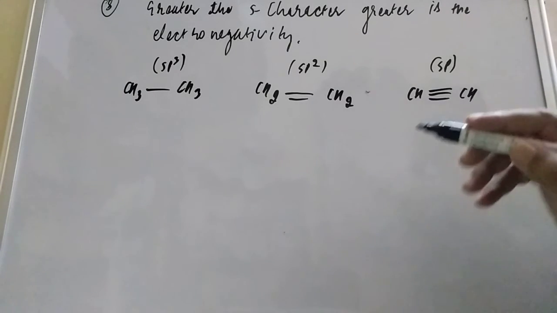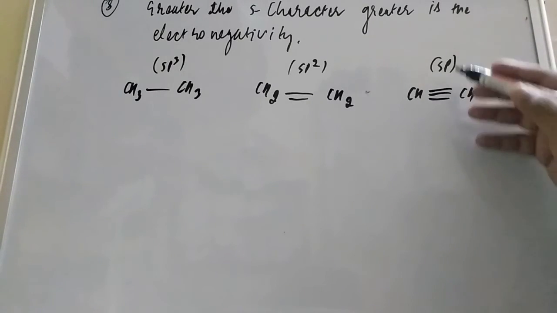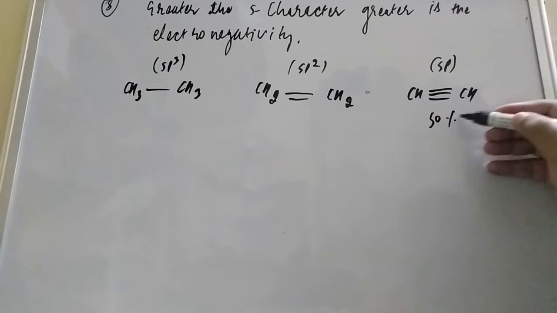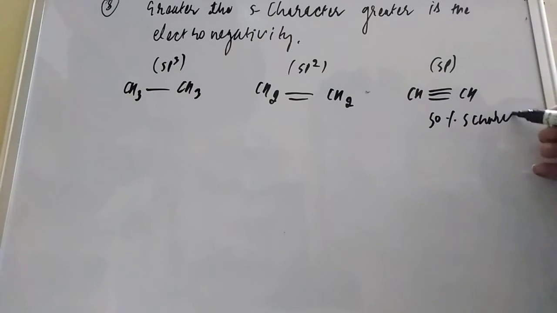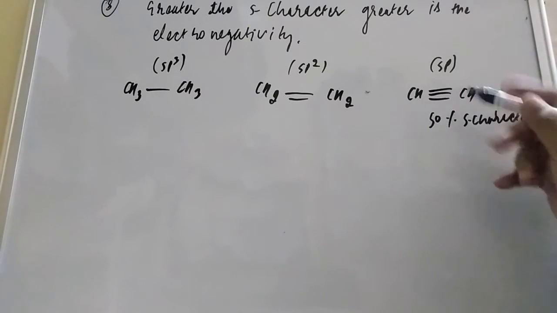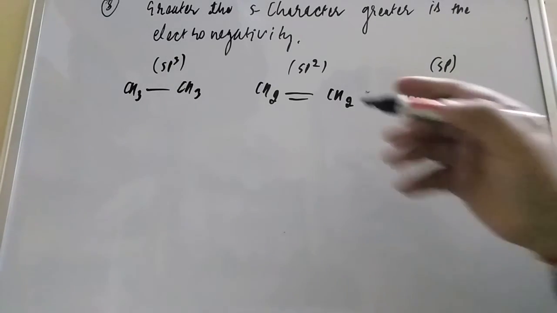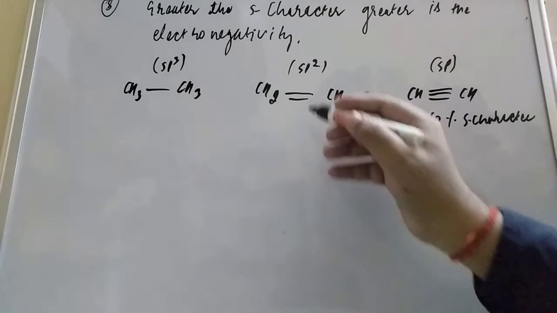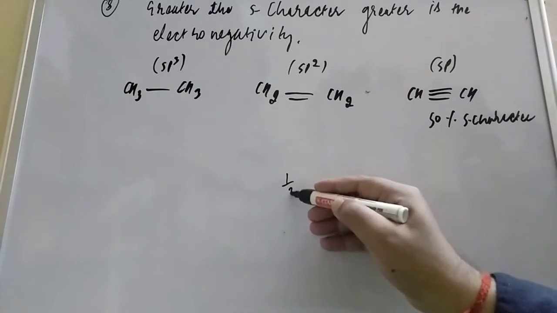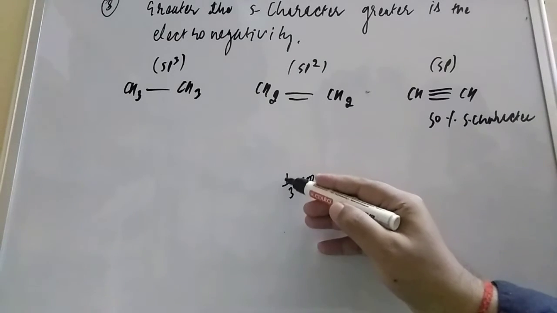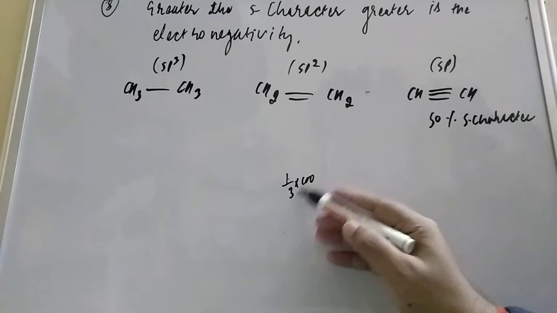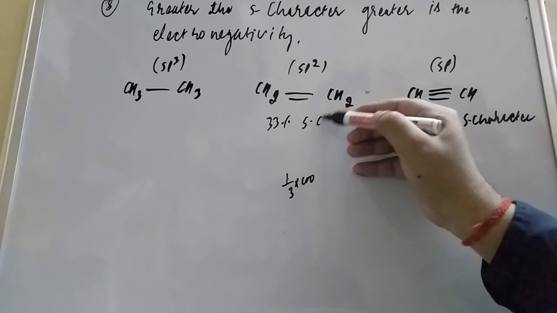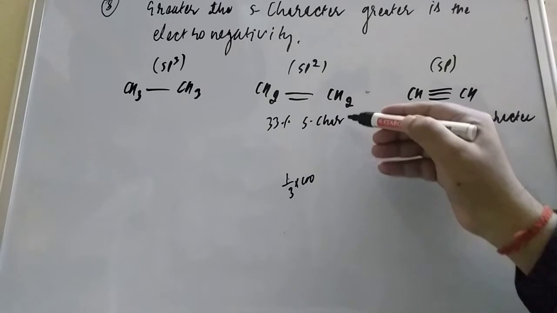Now when you calculate the S character, for sp it is 1:1, so 50% S character and 50% P. Here for sp2 you see 2P and 1S. To calculate the S character, it is 1/3 times 100, because the S orbital is 1 and the total orbitals are 3. So how much is coming? It is 33% S character.